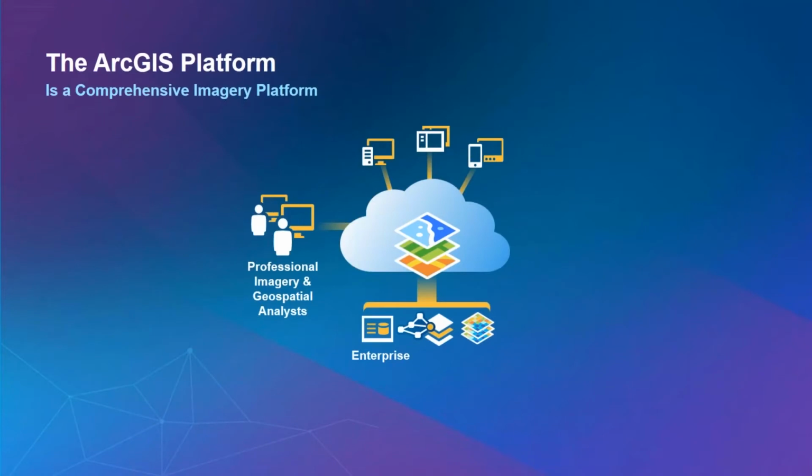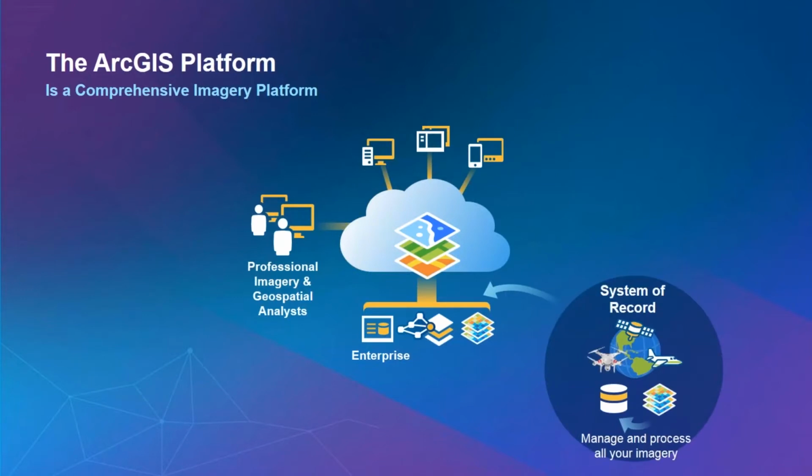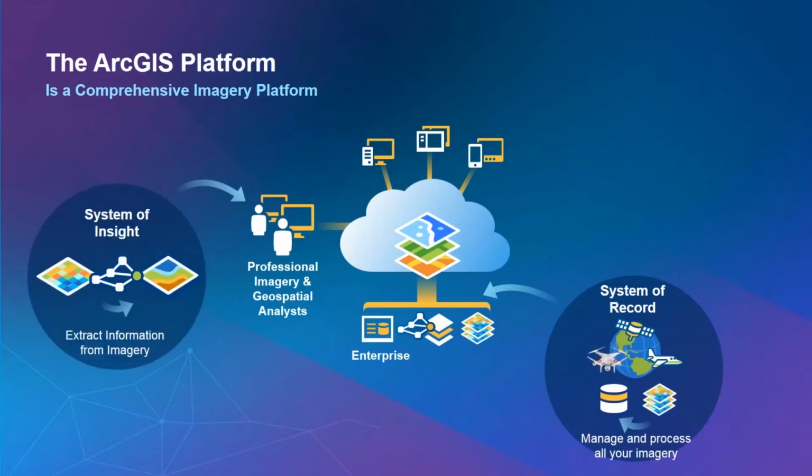So, as a quick background, from a platform perspective, you've probably seen this slide as we talked about it as the complete platform. Imagery is really an integral part of that, and we see it in three different systems. One is the system of record, which is what we're going to be focusing on today, is how do we actually manage the imagery that's available and make that accessible to everybody.